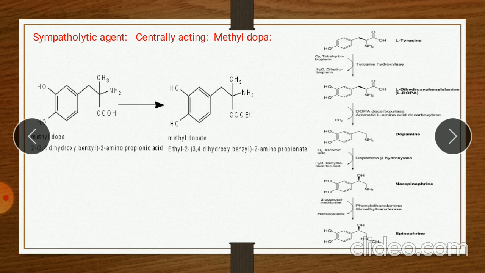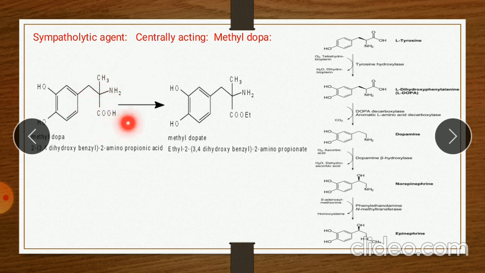IUPAC name. Here the IUPAC name of methyldopa is given. Numbering is given here, 1 and 2, on the propionic chain. On the second position this ring is attached: 3,4-dihydroxybenzyl. Benzyl means phenyl with this CH2. The carboxylic group is carbon 1, then the central carbon is 2 and this CH3 is 3. That is a three-carbon chain, propionic acid.